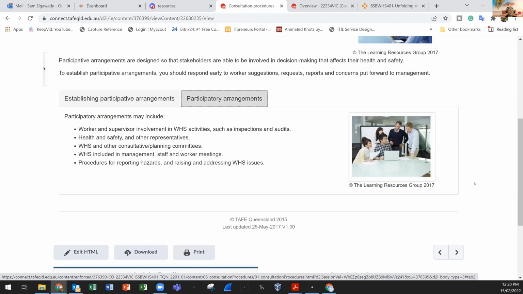Some arrangements. So we will get involved in WHS activities, some inspections, some audits. We get involved in different teams or committees, like, for example, fire wardens or first aiders. So we can be involved in that.